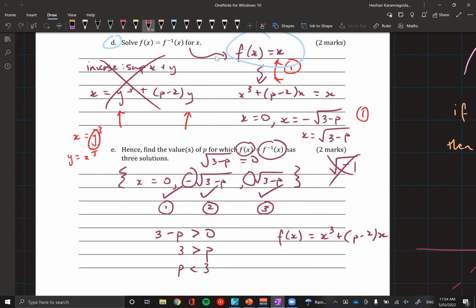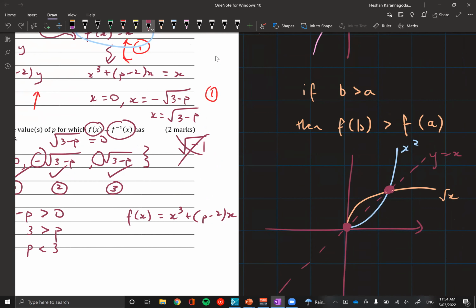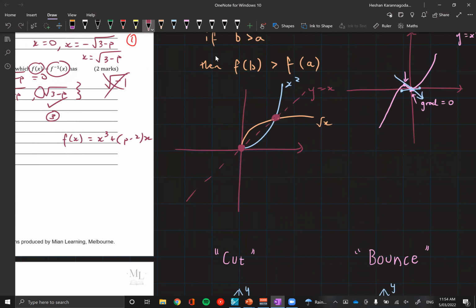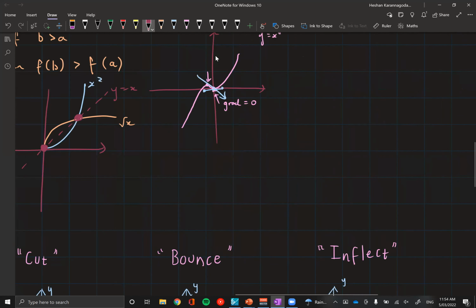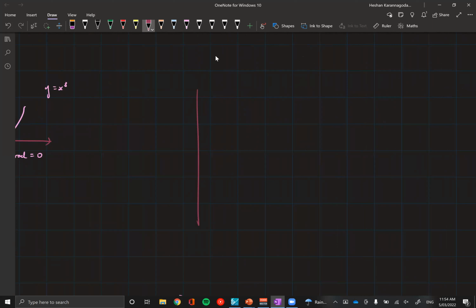But when does an inverse actually exist? What you should know, and if you don't, I'll show you now, is that a function has to be 1-to-1 for it to have an inverse. So for example, let's just move to the slide here.